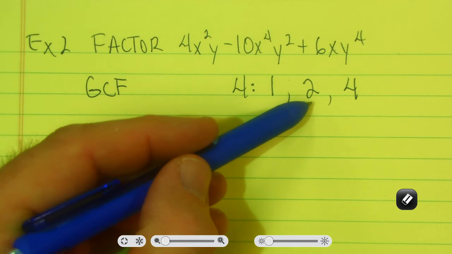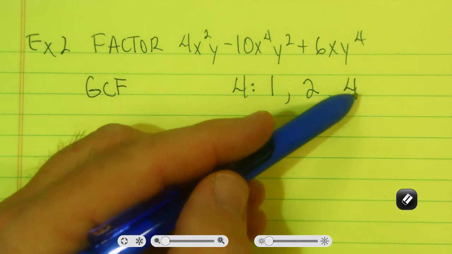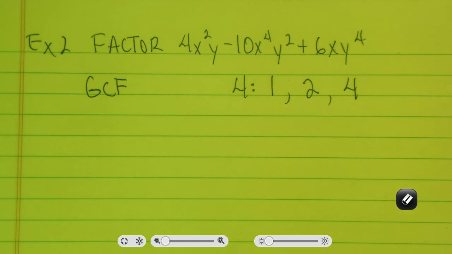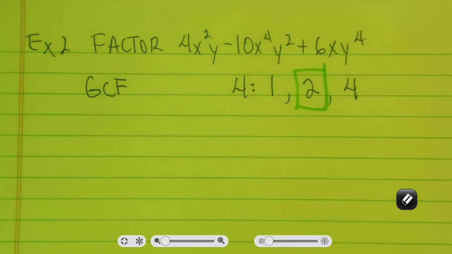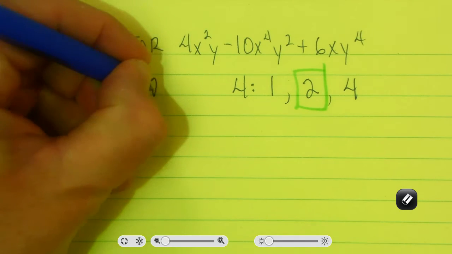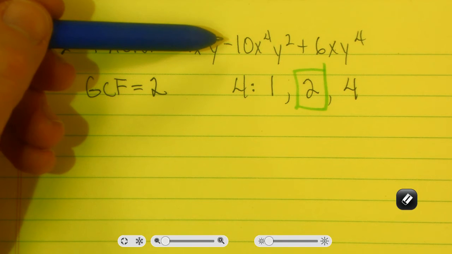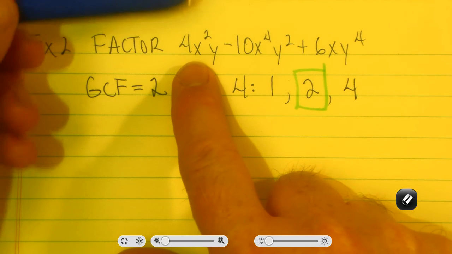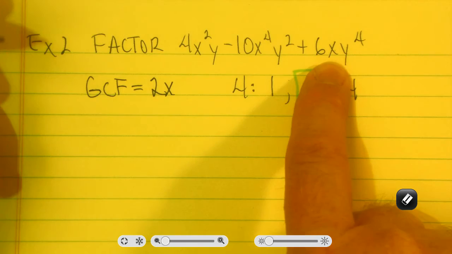10 will divide by 2, and 6 will divide by 2. Will 10 divide evenly by 4, though? No, nor will 6. So the number I'm looking for, my greatest common factor, is 2. Now, when I go to find the variable portion of the greatest common factor, I'm just going to take each variable to its lowest exponent. If I look at this, I have x squared, x to the fourth, and x. So my greatest common factor has got to be x.